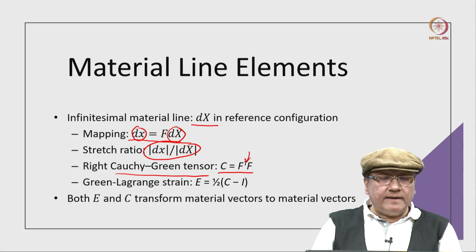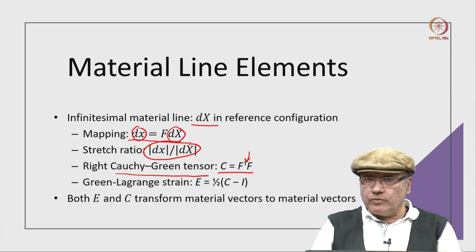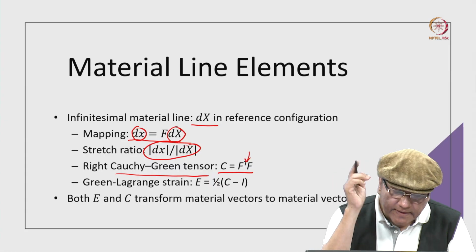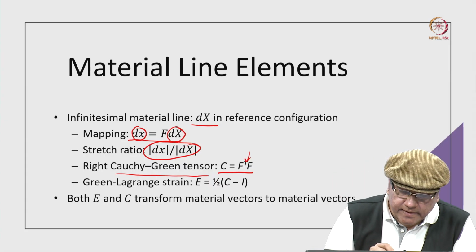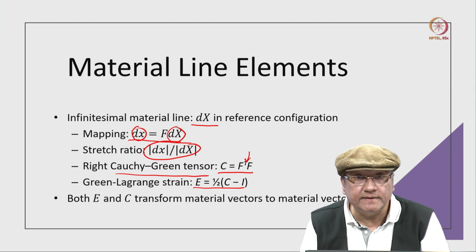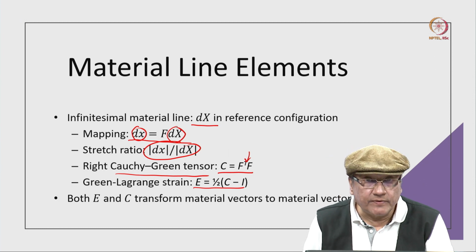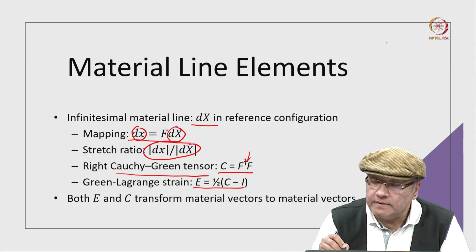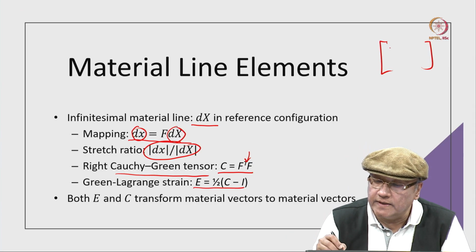The Green-Lagrange strain is what is often used instead of this Cauchy-Green strain, given by E equal to half of capital C minus the identity, in 3 by 3. What is the identity in 3 by 3? It is 1 0 0, and so on, the identity matrix in 3 by 3.